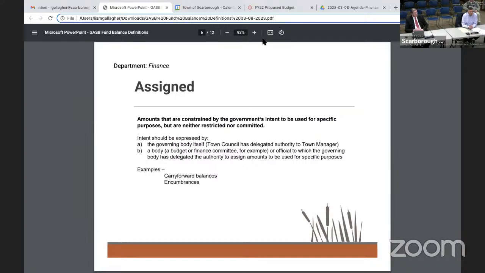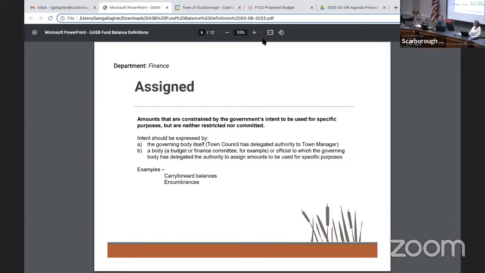So examples are carry forwards for spending in future periods, or encumbrances where you have a contract that you entered into on January 1, and it's a 12-month contract. So that contract is going to span 2 fiscal years. You would encumber that contract on January 1, and that way you're authorized to spend on that contract for the full 12 months. You don't have to reauthorize that spending for the new budget year, July 1.